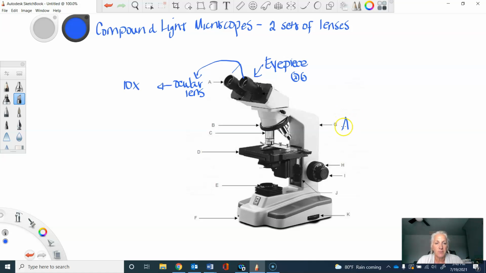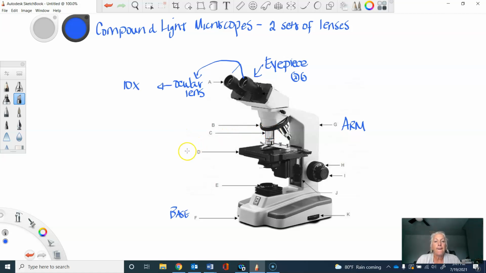Now, when you're looking at the microscope, I want to point out this part labeled G. This is the arm of the microscope. And down here at F is the base of the microscope. So when you get into the lab and you go get your microscope, you want to make sure one of your hands is on the arm and the other hand is under the base supporting it. The microscopes are pretty heavy and they're delicate, so you don't want to drop them on the floor.